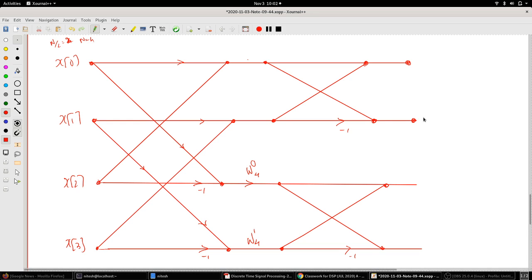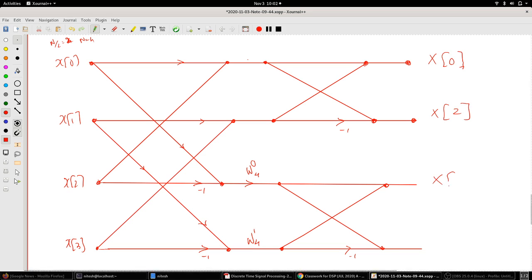Okay, so what you get at this side is capital X of 0. This is out of order, right? This is capital X of 2, this is capital X of 1, and this is capital X of 3. This will have to be multiplied with W0 of 2, this will have to be multiplied with W0 of 2. Okay, so they come out of order.